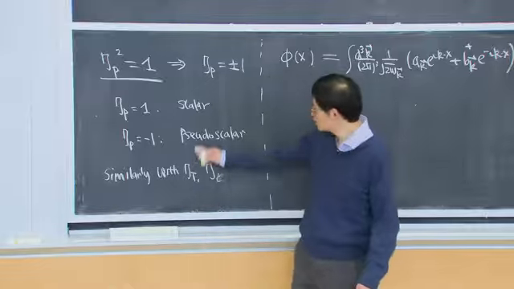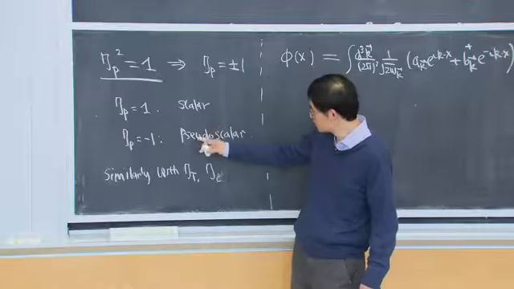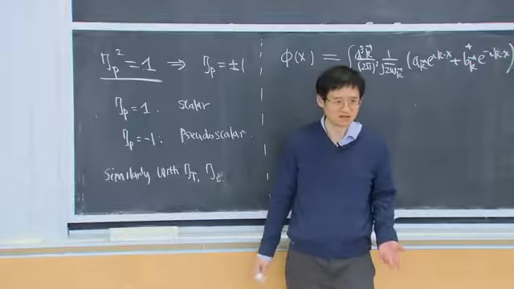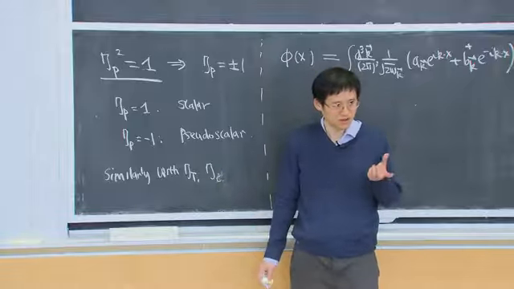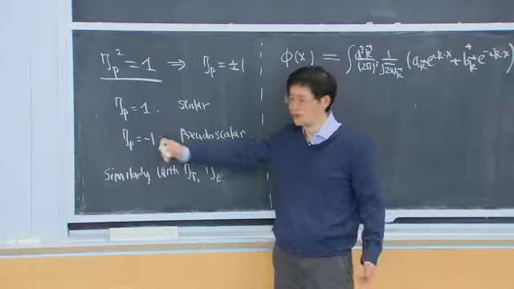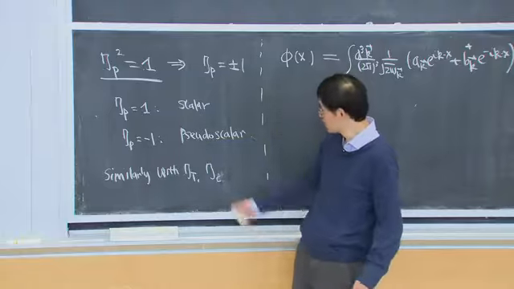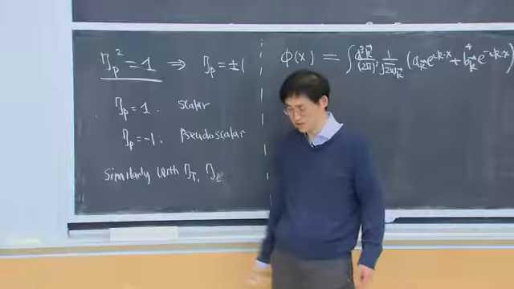The reason we give a name for this is that the pion is a pseudoscalar. It actually transforms under the parity by a minus sign. The Higgs will be the ordinary scalar. It transforms as 1.